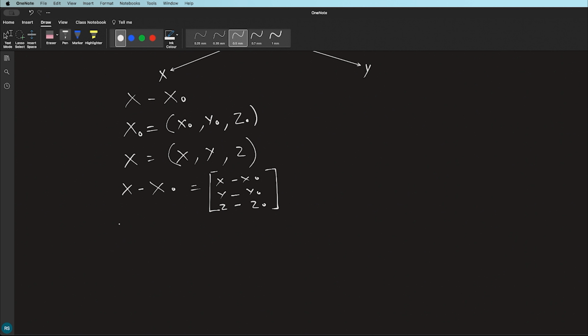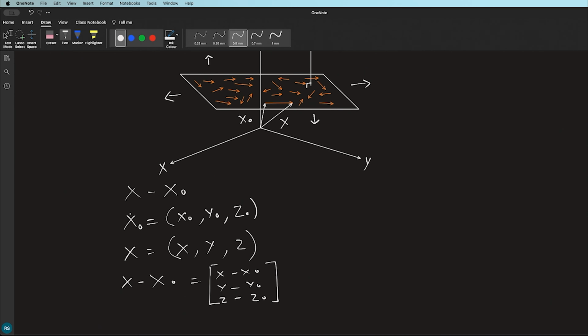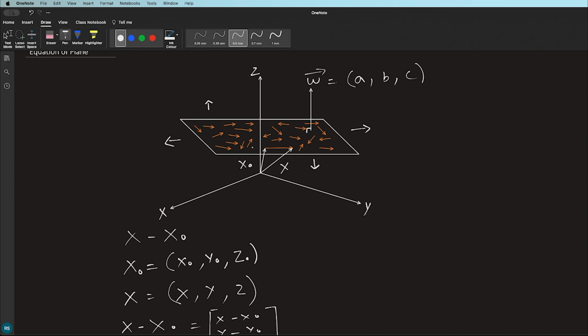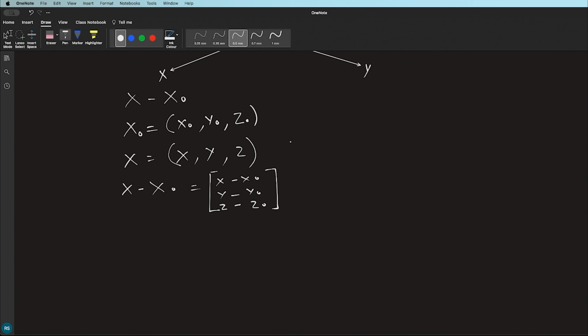Also we have studied in the vector operations video that the dot product of any two vectors that are perpendicular to each other is always zero. So in our case, the vector w and this vector which lies on the plane, okay, the dot product of these two vectors will be zero. So I can write it as vector w dot vector x minus x naught equal to 0.